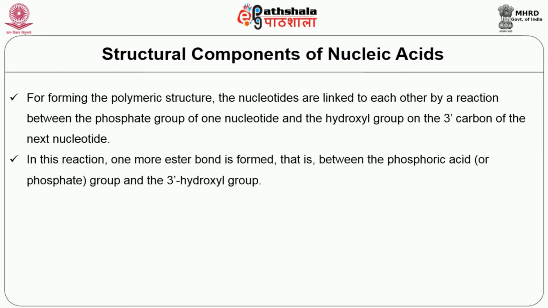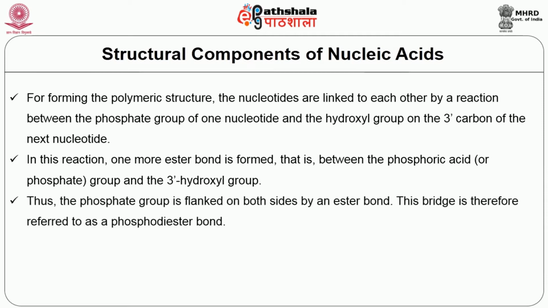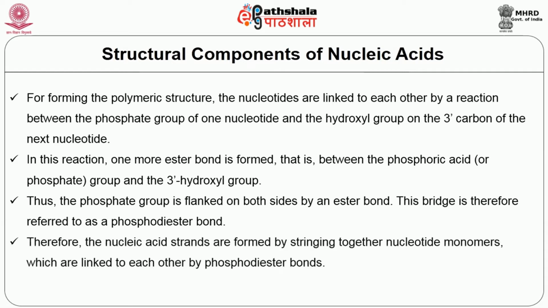In this reaction, one more ester bond is formed, that is between the phosphoric acid or phosphate group and the 3' hydroxyl group. Thus, the phosphate group is flanked on both sides by an ester bond. This bridge is therefore referred to as a phosphodiester bond. Therefore, the nucleic acid strands are formed by stringing together nucleotide monomers which are linked to each other by phosphodiester bonds.